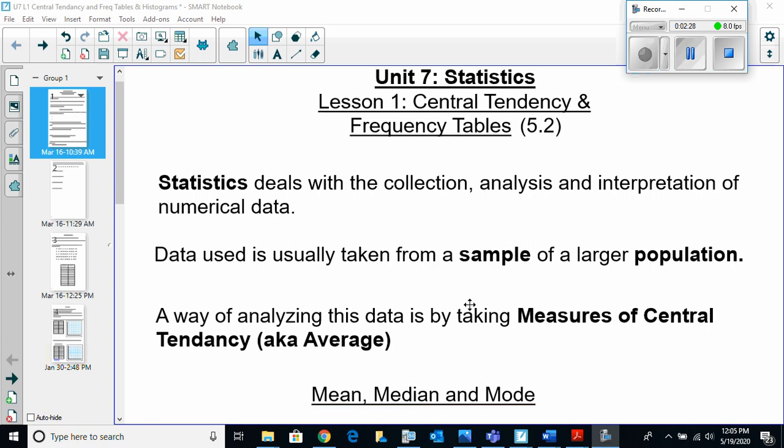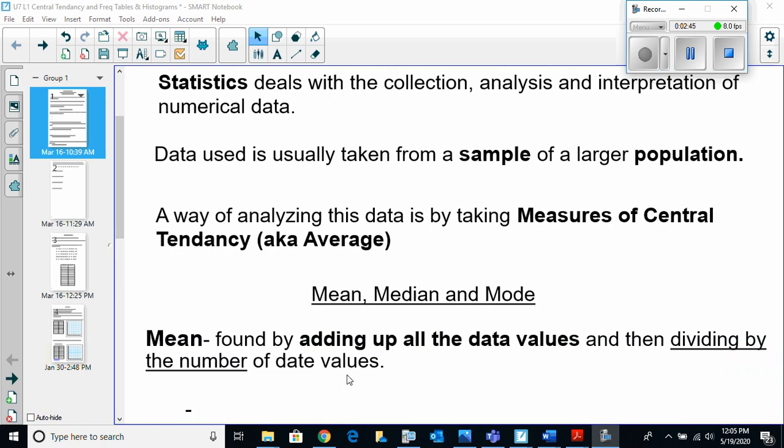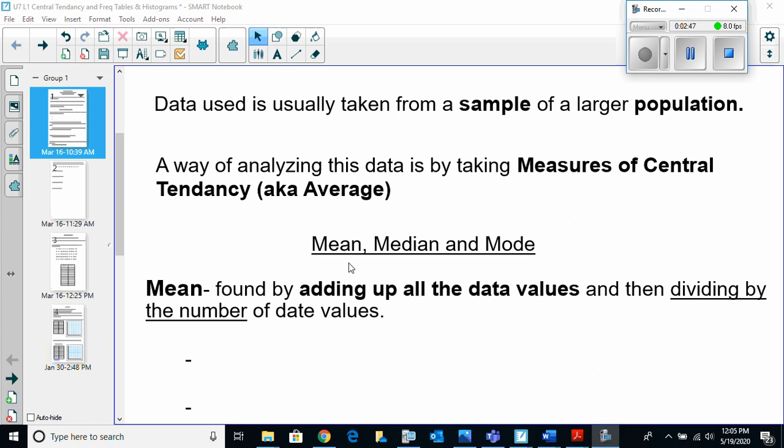One way, or we should say the easiest way, to measure and analyze the data is to see what is the tendency of this data collection that we have. And in order to figure out the tendency, we discuss mean, median, and mode. So mean is finding the average of all the data collection that you have collected.